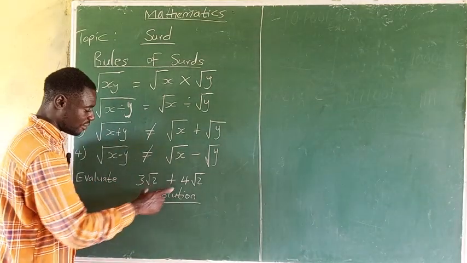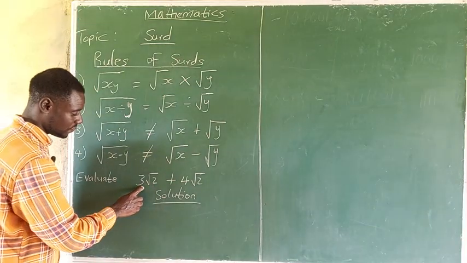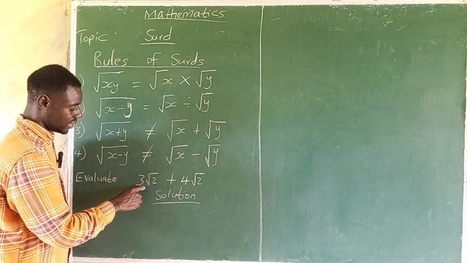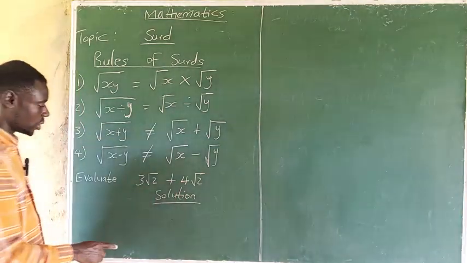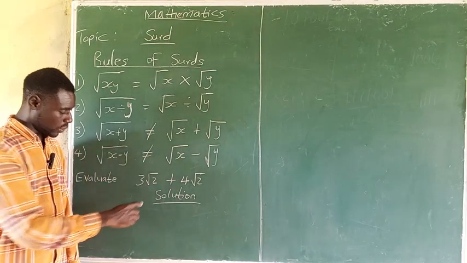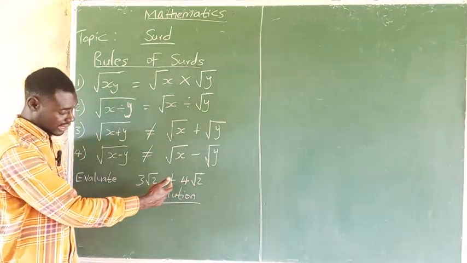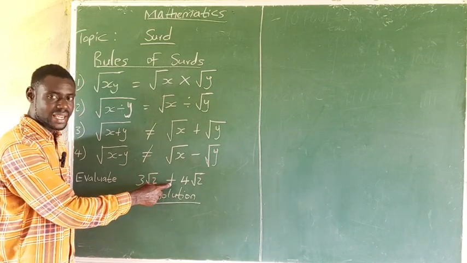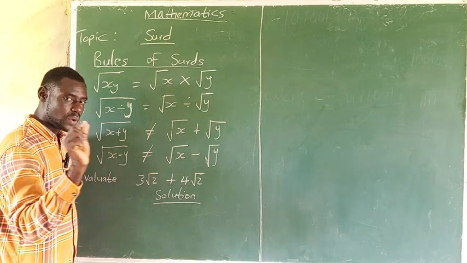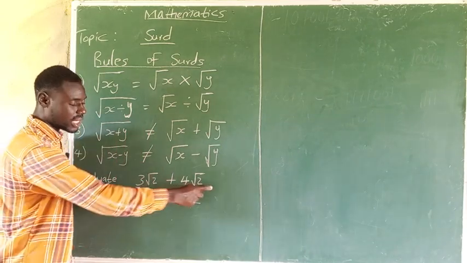Now they said, evaluate 3 root 2 plus 4 root 2. Now watch. Whenever the roots are the same and this sign here is plus, you add them. If this sign here is negative, you subtract them, if and only if the roots are the same.